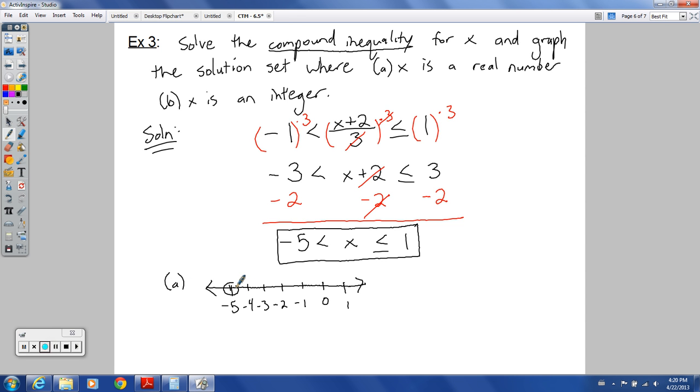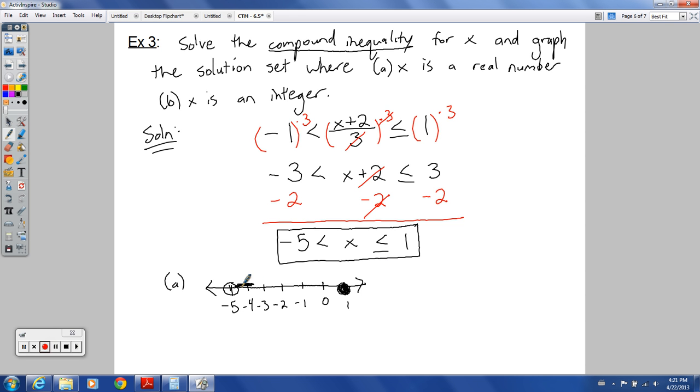So I've got negative 5. It's a strictly less than, not less than or equal to. So it's an open circle right here. And then I have x is less than or equal to 1. So I'm going to have a circle, but fill that one in. It could actually equal 1. And I'm saying x is greater than negative 5, so it's going to be going this way, but it's also less than or equal to 1. So I'm going to be going this way with that.